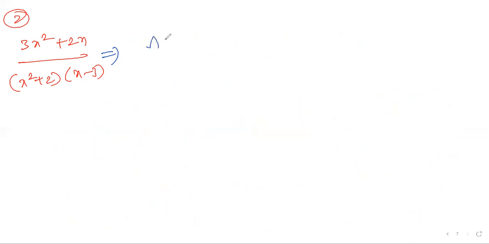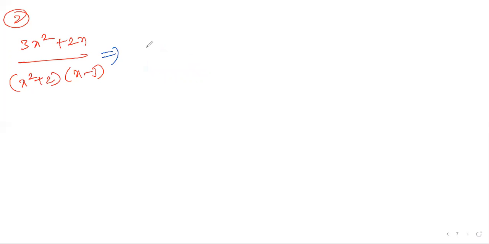I'll take the next question. It is 3x square plus 2x by x square plus 2 into x minus 3. Please tell me what is the model of this one? Ax plus b by this is a model x 1. x square plus 2, this is a model 1. You have to say like this. Okay. Or else I'll write a simple one. First of all, I'll write a very tough one. Then after I'll write two simple ones.